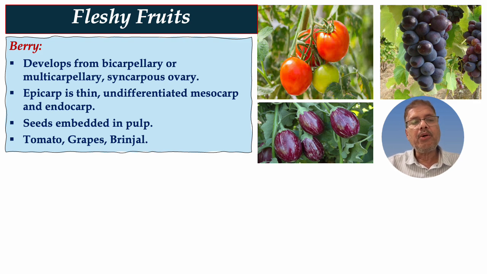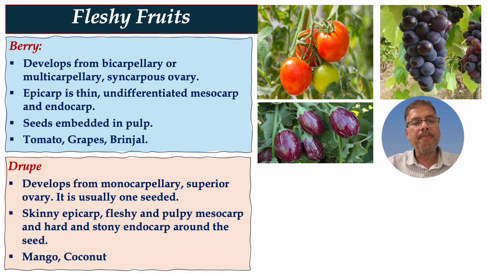A berry fruit develops from a bicarpellary or multicarpellary syncarpous ovary. Here the epicarp is thin, and the mesocarp and endocarp remain undifferentiated. They form pulp in which the seeds are embedded. The examples are tomato, grapes, brinjal, etc.